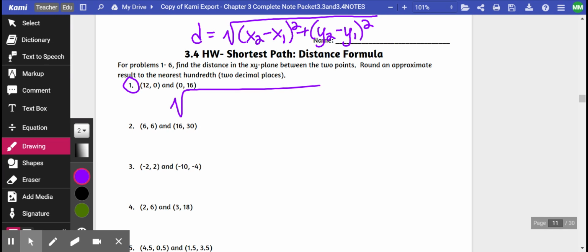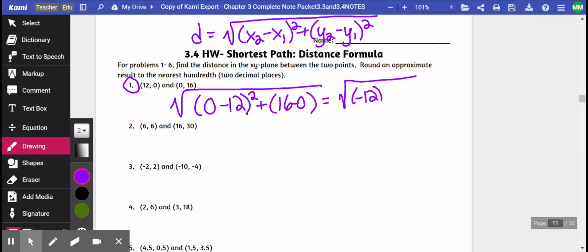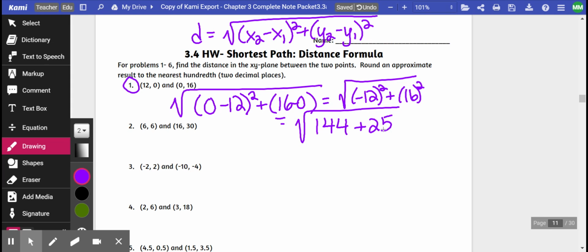So I'm going to have 0 minus 12 and 16 minus 0. So I have -12 squared plus 16 squared. So I get 144 and 256. Add them together, we get 400. And if you take the square root of 400, it's a nice even number.